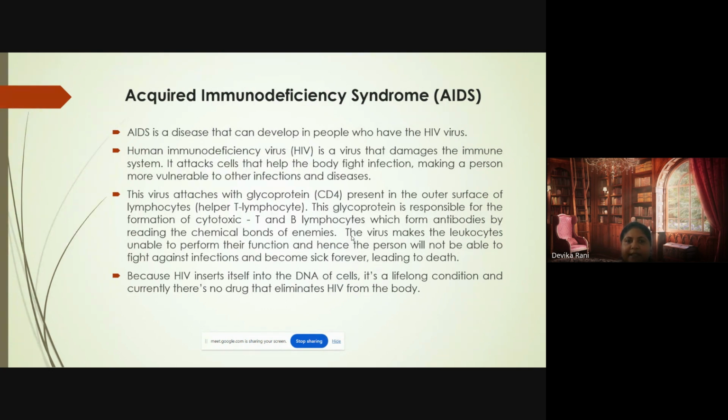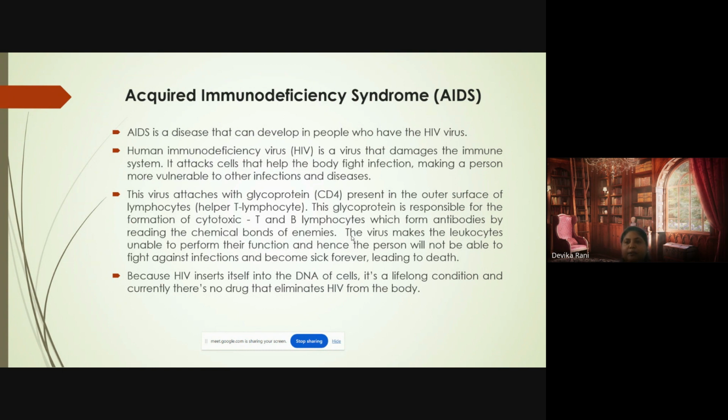The virus attaches with glycoprotein CD4 present on the outer surface of lymphocytes, the helper T lymphocytes. We'll come to that later. This glycoprotein is responsible for the formation of cytotoxic cells, which kill, and of T and B lymphocytes, which form antibodies by reading the chemical bonds of enemies. This virus makes the leukocytes unable to perform their function, and hence the person will not be able to fight against infections and becomes sick forever, leading to death.